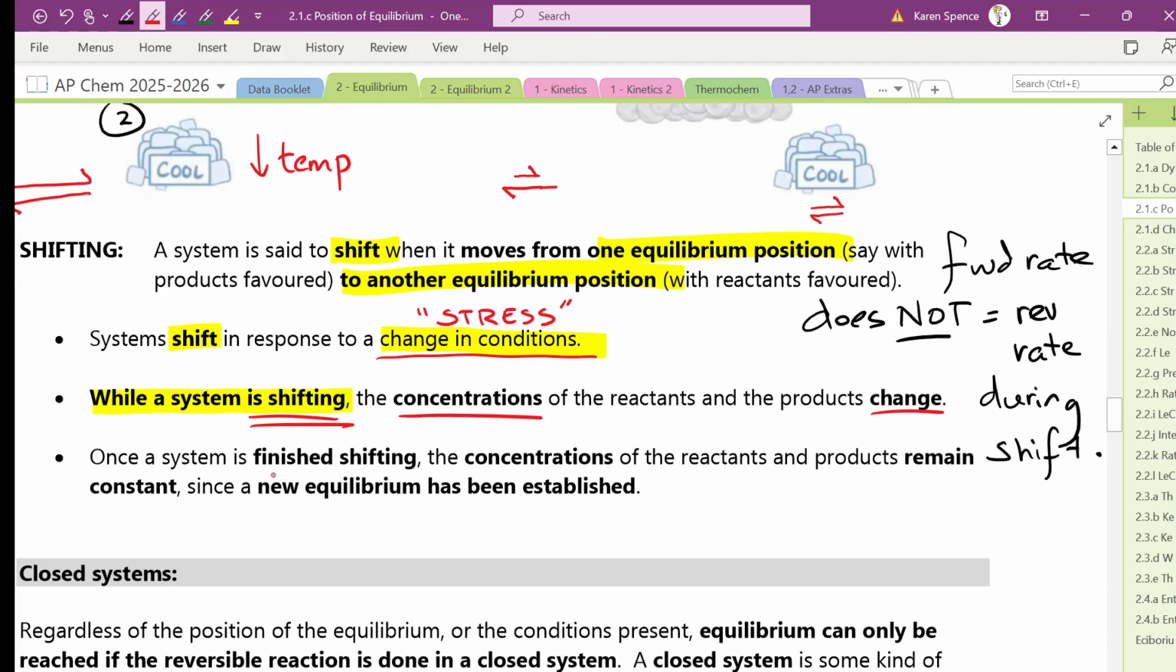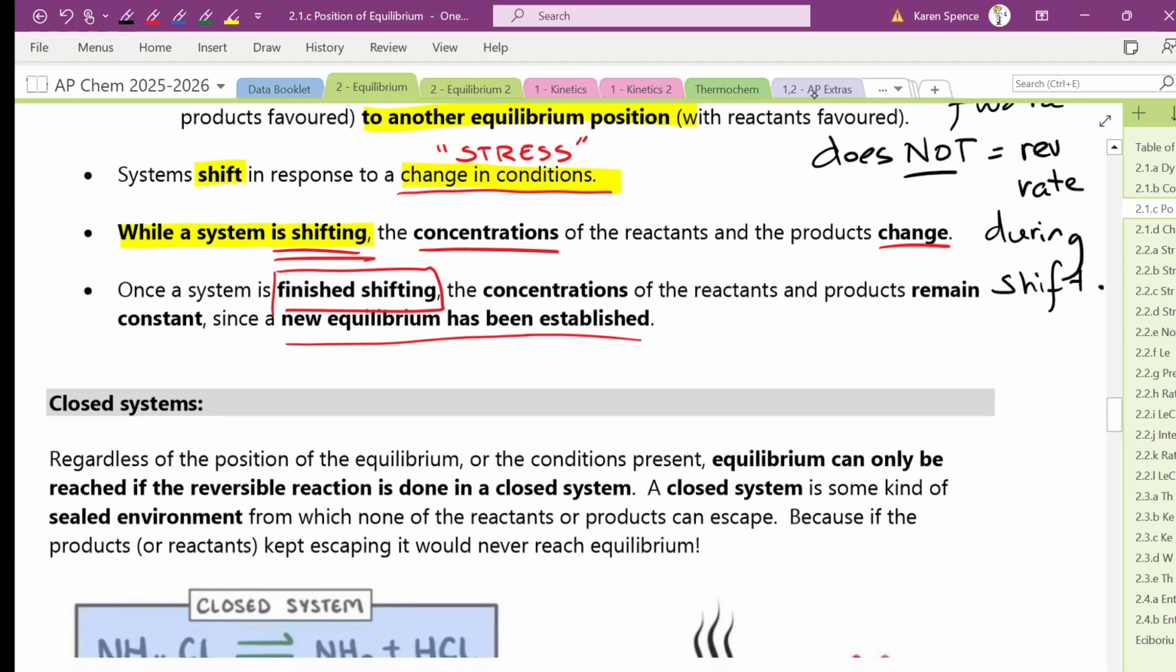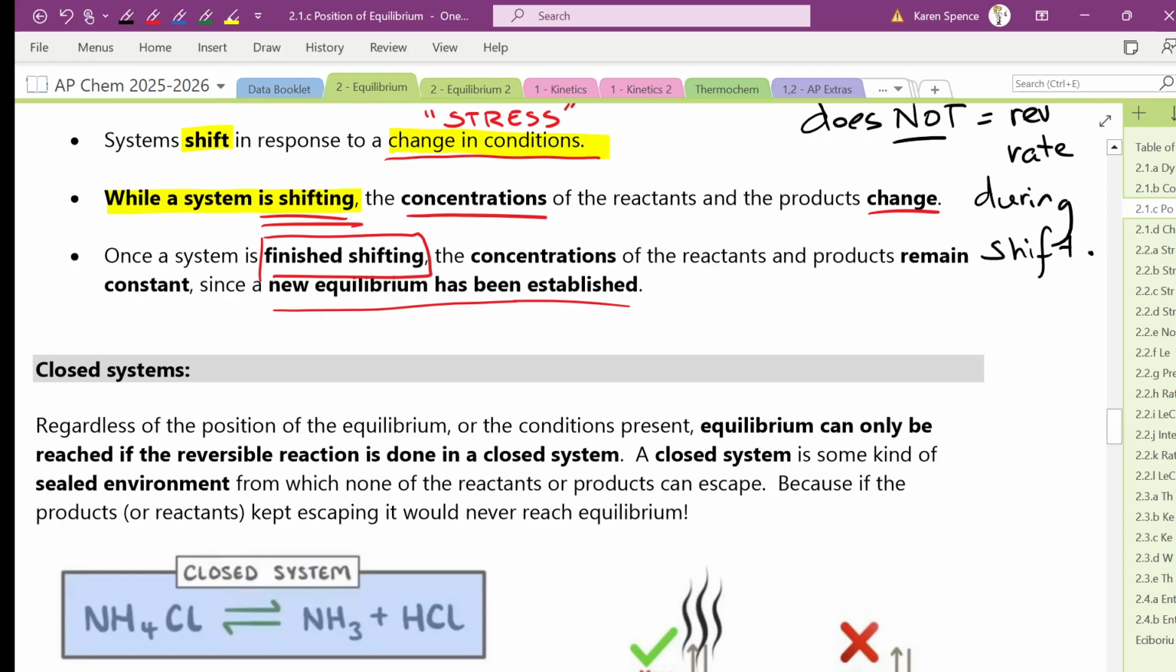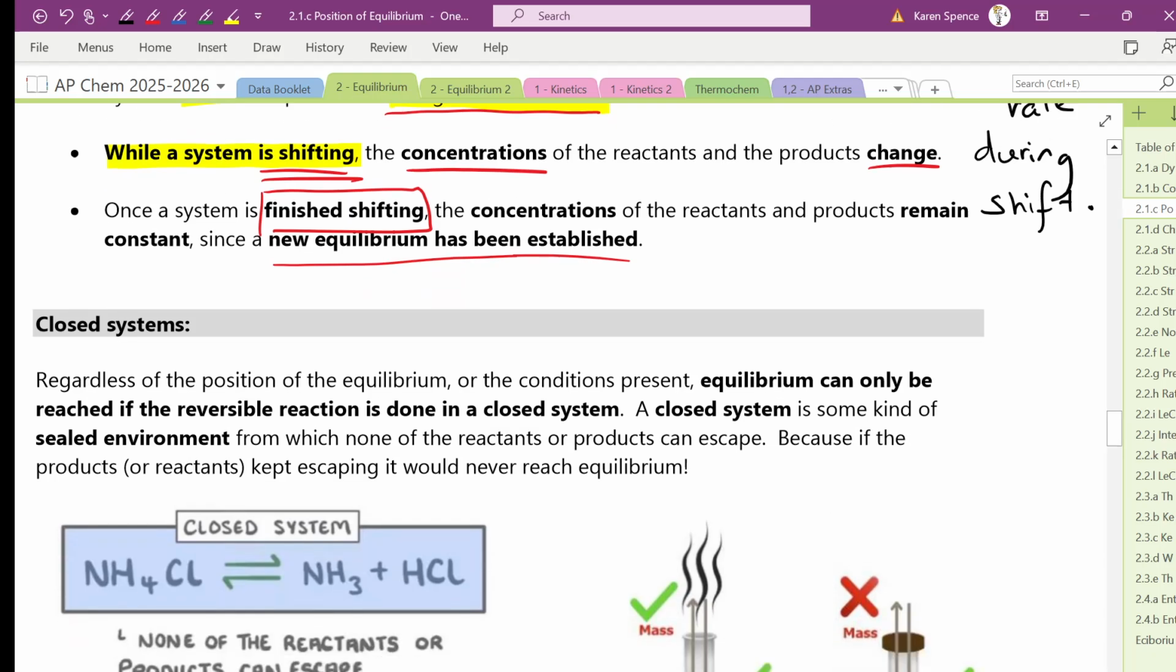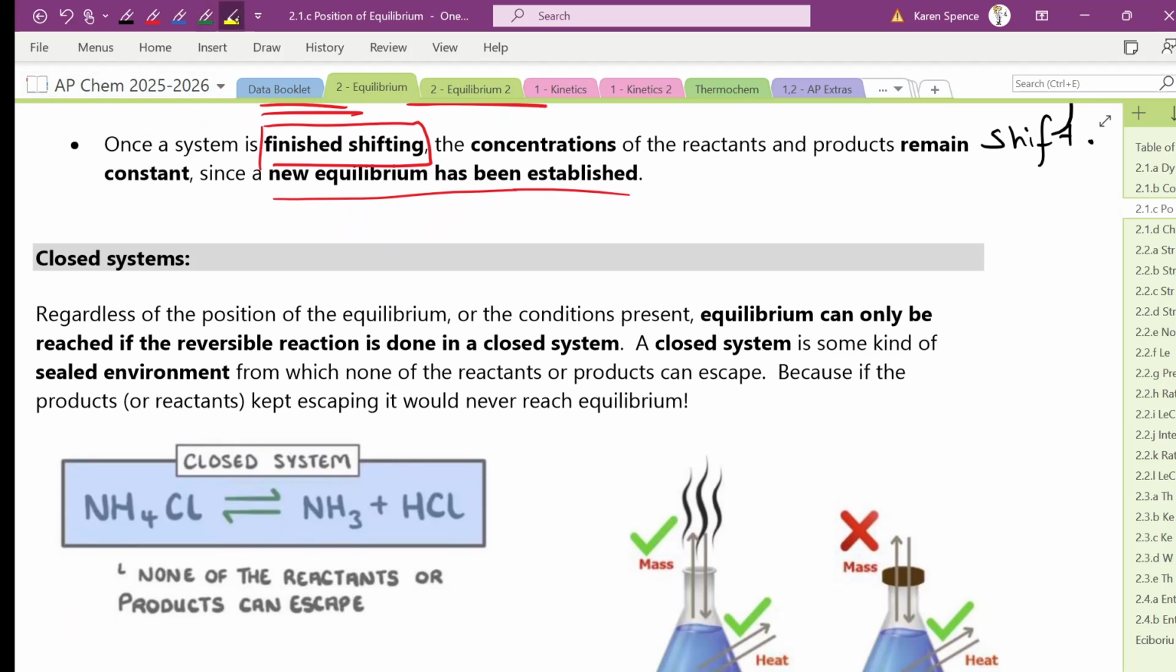But when you are finished shifting, what will happen with the concentrations? They will remain constant, and you'll have a new equilibrium. Okay, closed systems. Regardless of the position of the equilibrium, equilibrium can only be reached as long as we are in a closed system. What is a closed system?